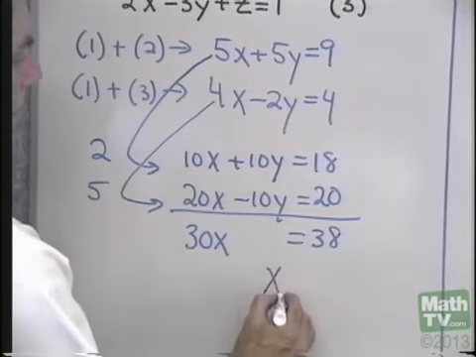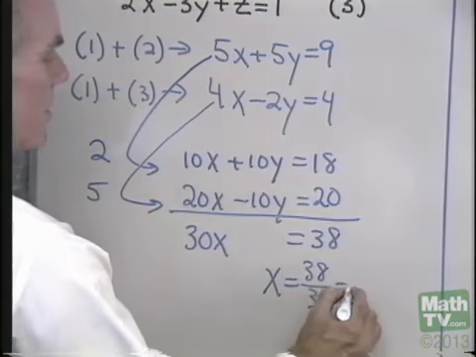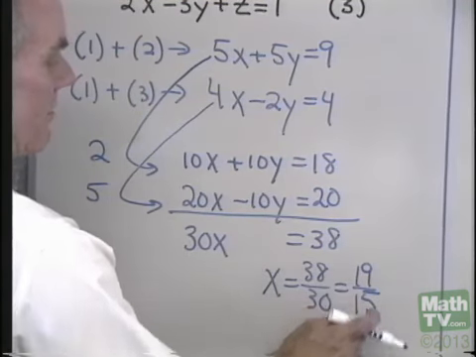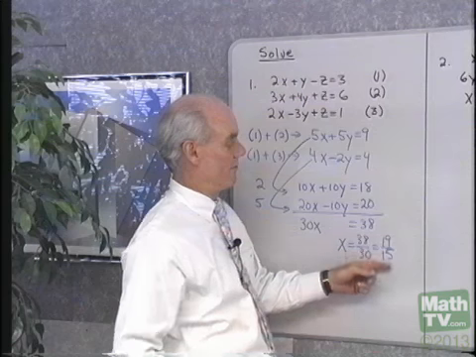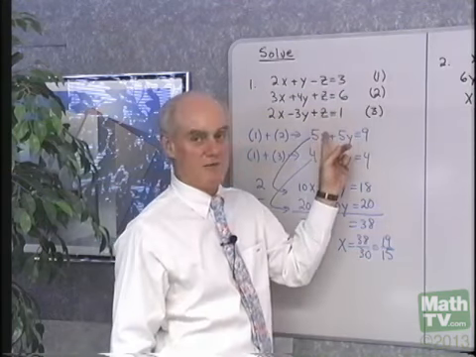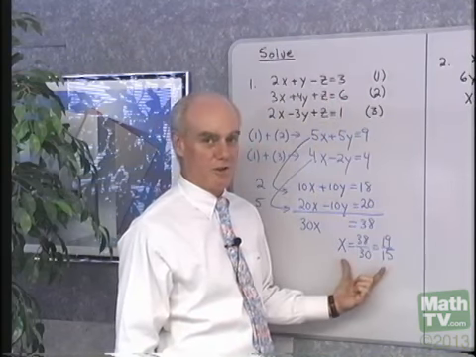So I end up with x is equal to 38 divided by 30, which is 19 over 15. If I reduce this fraction to the lowest terms, I have 19 over 15. So this is the x-coordinate of the ordered triple that satisfies all 3 of the equations. Now, I need to find the y-coordinate and also the z-coordinate.